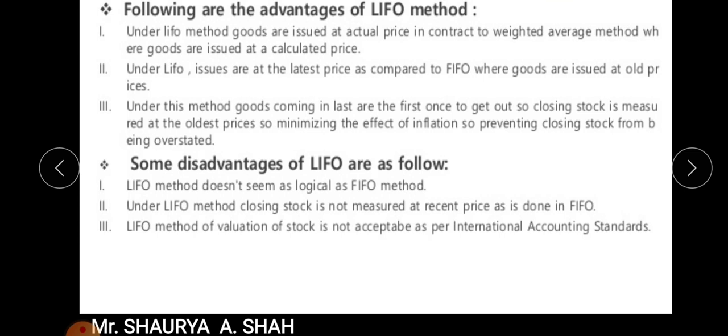Again, weighted average method we will see after this method is completed, but under LIFO method, goods are issued at an actual price, right? Why actual price? In your FIFO method we saw one of the disadvantages, that current price level is not reflected, right?